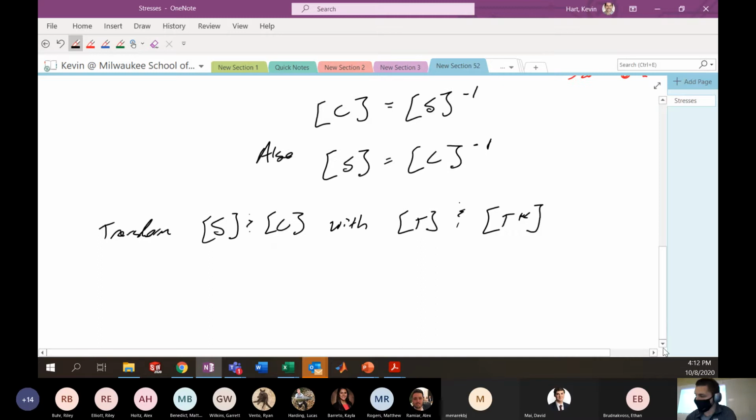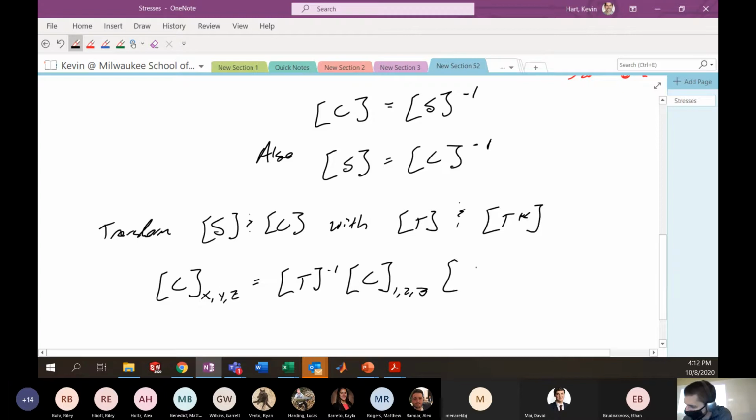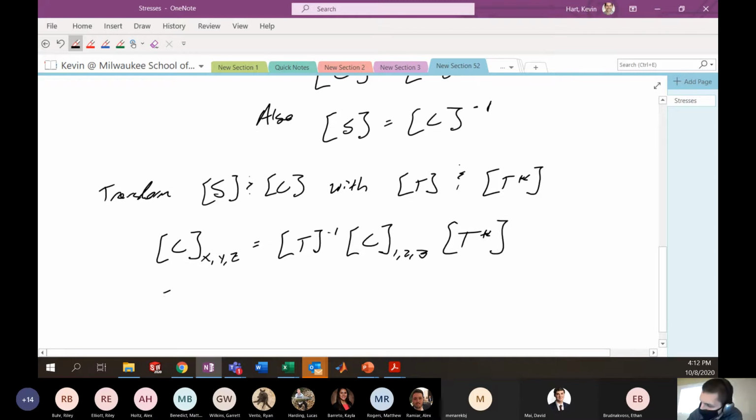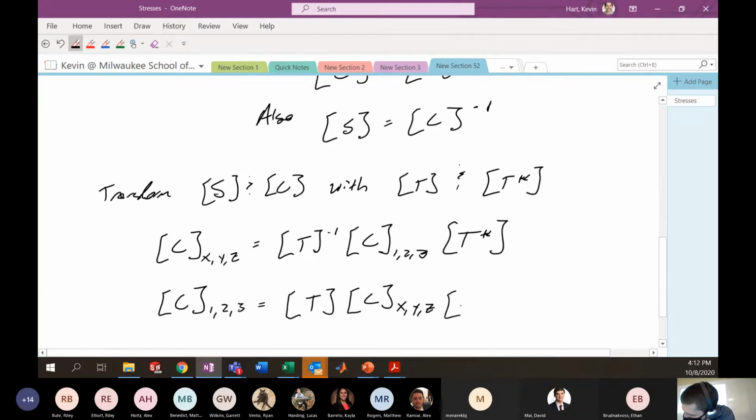If I want the stiffness matrix in, let's say, the X, Y, Z coordinate system, then I want T inverse times the stiffness matrix C in 1, 2, 3 times T star. If I want the stiffness matrix in 1, 2, 3, given a stiffness matrix in X, Y, Z, then I want T times C X, Y, Z times T star inverse.